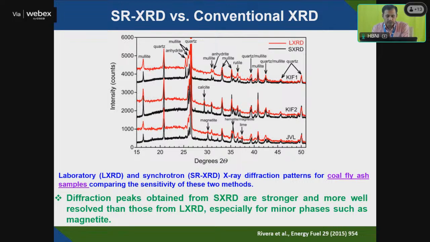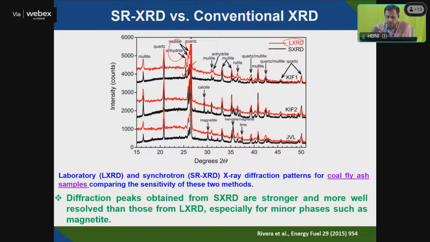If you see here, this is the difference between conventional XRD and synchrotron XRD. You can see the red one is laboratory XRD, and the black one is synchrotron XRD. You can see some of the peaks, in the case of laboratory XRD, are just minute, some phase like mullite and anhydride are there, but they are more resolved in the case of synchrotron radiation.